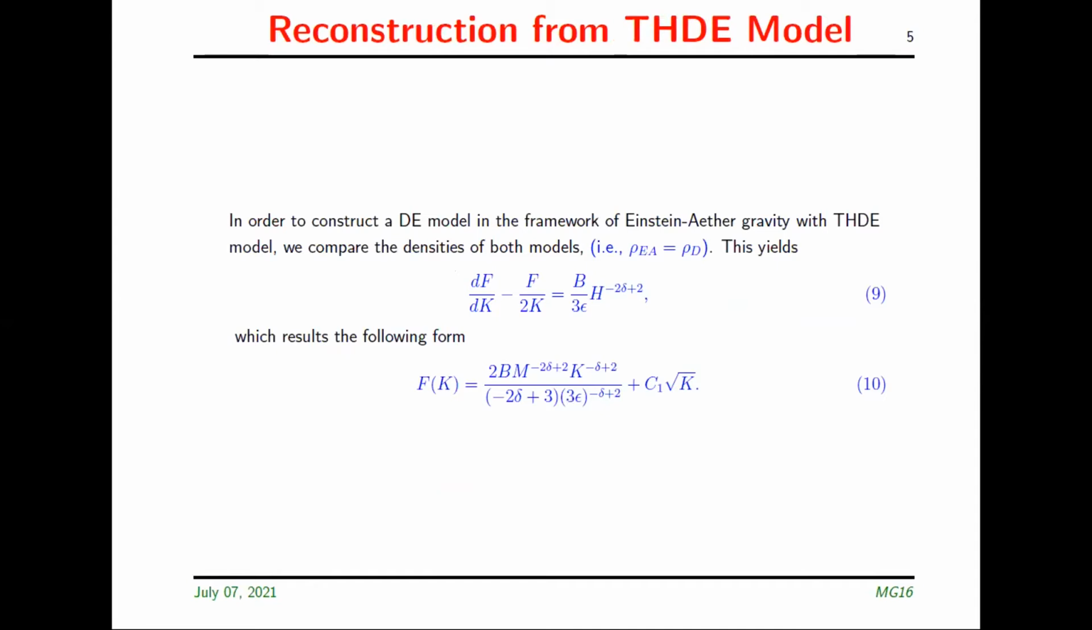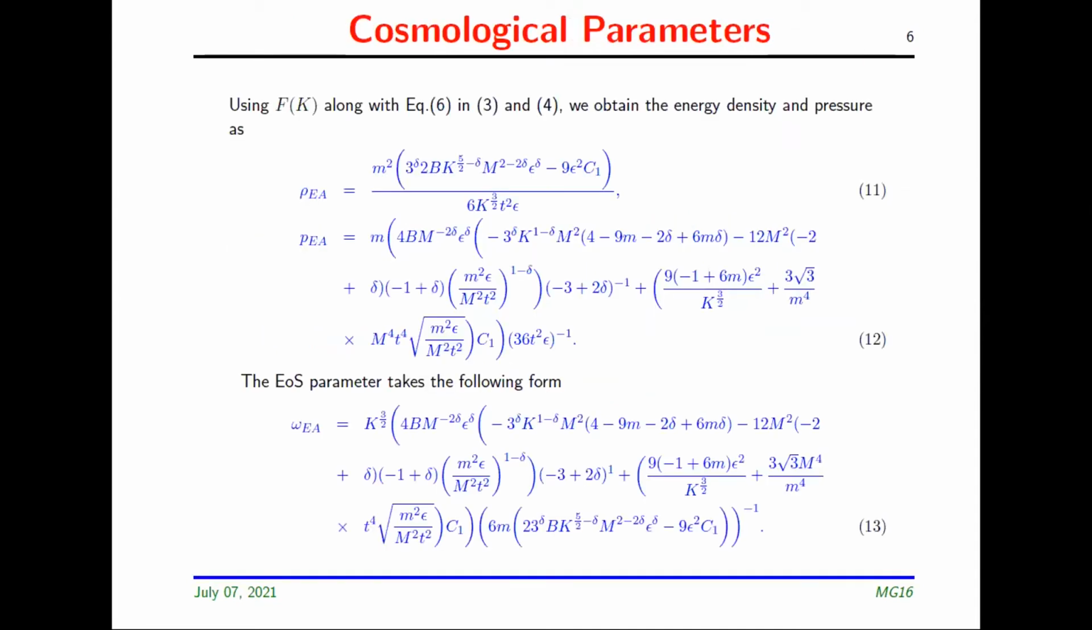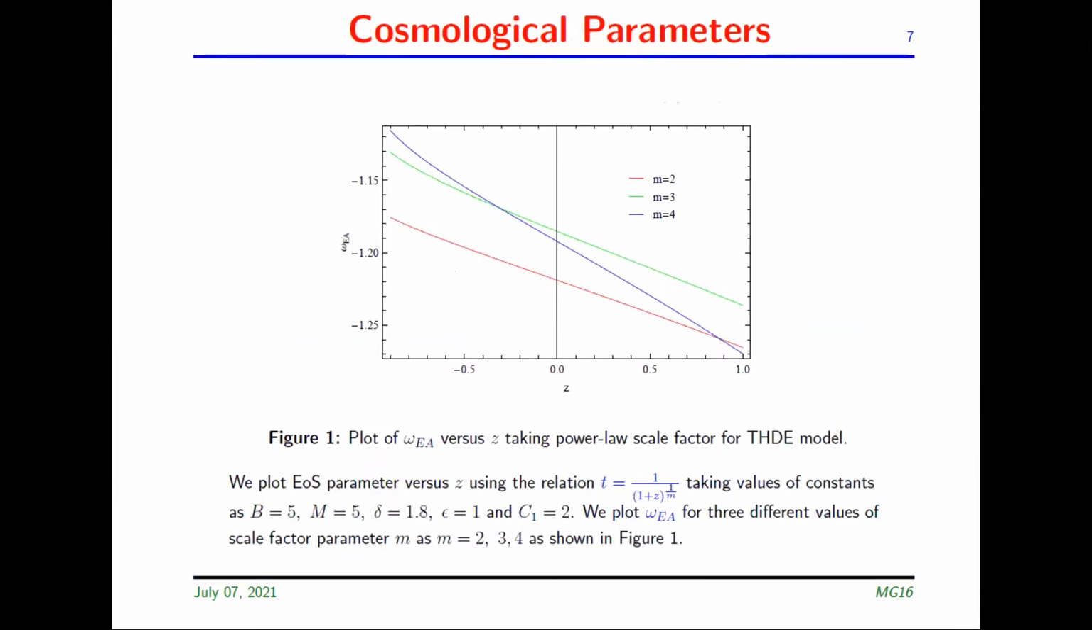So we utilized this function in different quantities like energy density, pressure, and the equation of state parameter. We get the equation of state parameter in cosmic time, and this can be analyzed through the graph given in figure 1. We plot the graph of the equation of state parameter in terms of the redshift parameter by using this transformation, and we can see that the plot shows the trajectories with respect to the power law scale factor parameter m, 2, 3, and 4. All the trajectories lie in the phantom era of the universe.